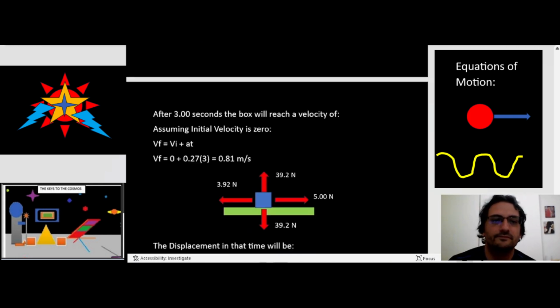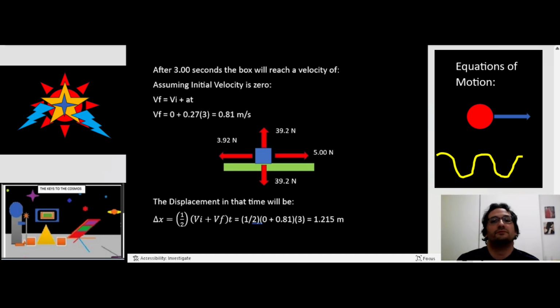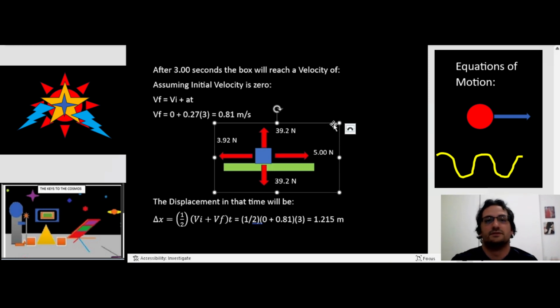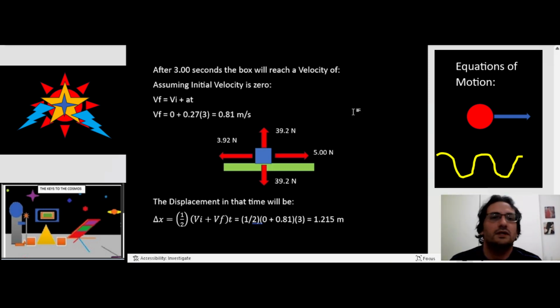After 3 seconds, the box will reach a velocity of, assuming initial velocity is 0 because it's just now beginning to move, Vf equals Vi plus at, so Vf equals 0 plus 0.27 times 3, which gives you a final velocity of 0.81 meters per second after 3 seconds. The displacement in that time, how far the box will move, will be 1/2 the sum of velocities, 0 plus 0.81, times 3, which gives you 1.215 meters.